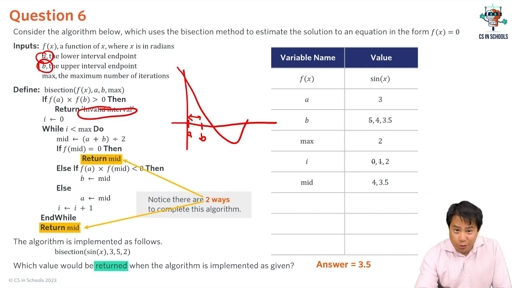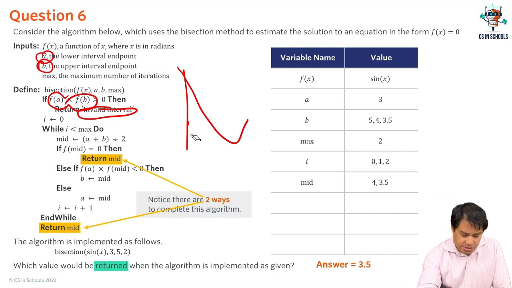So the way that the algorithm determines whether A and B do not contain a crossing is it's looking at the sign of f of a and f of b. So this would only occur if f of a is positive and f of b is negative, or f of a is negative and f of b is positive. That means we've crossed over, either going that way or going that way.